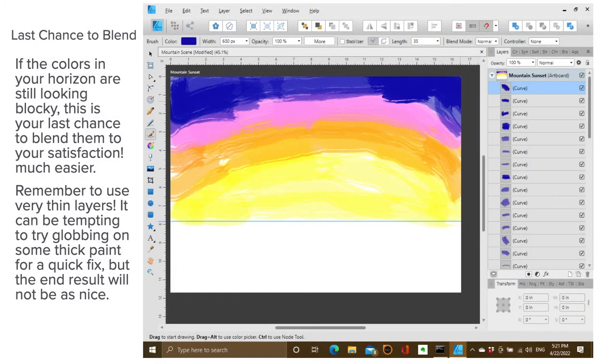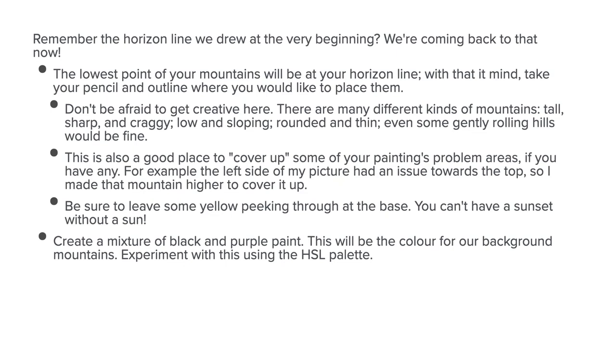Now, the last chance to blend. If the colours in your horizon are still looking blocky, this is your last chance to blend them to your satisfaction. Much easier. Remember to use very thin layers. It can be tempting to try globbing on some thick paint for a quick fix, but the end result will not be nice. And you can see there I haven't been really careful about smooth, thin layers all joining nicely on their margins and borders. It's paint. You daub it on, but not too thick.